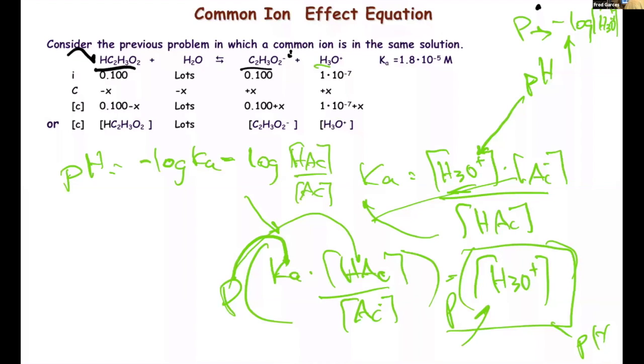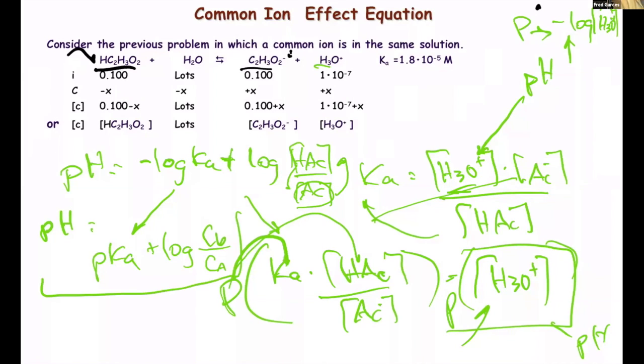The key here is this amazing equation, and it has a special name. The negative log of the Ka is just the pKa. And then we're going to flip these two. You can do this in math to make that positive. And I'm just going to call this the conjugate base over the conjugate acid. That equation you've seen before. If you've taken biology, it's called the Henderson-Hasselbalch equation.